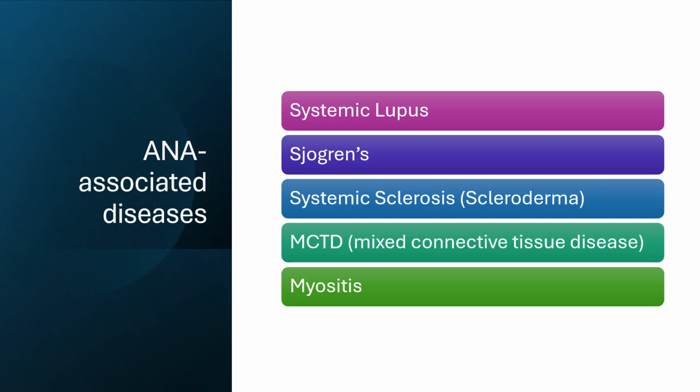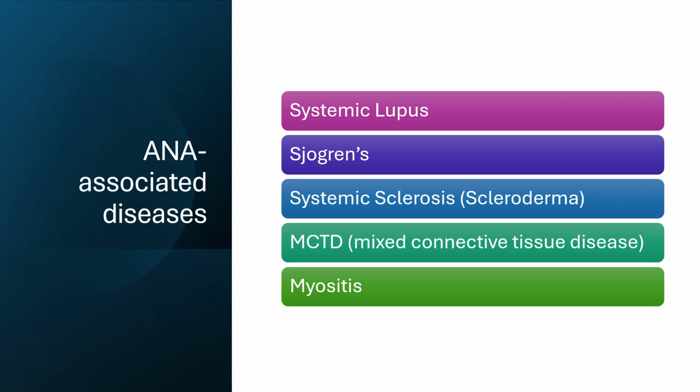When you think of the ANA-associated diseases, these are the first 5 that you should think of. The systemic lupus, Sjogren's disease, systemic sclerosis or scleroderma, mixed connective tissue disease, and myositis.